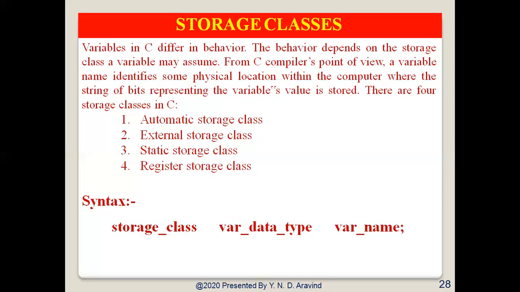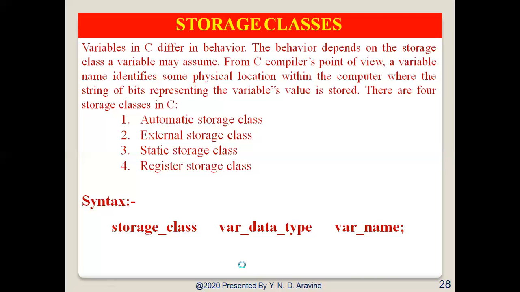We classify the storage classes into 4 types: automatic storage class, external storage class, static storage class, and register storage class. Here the syntax is the storage class, whether auto, extern, static or register, then the data type of the variable, whether it is an integer, character, float or double, and the name of the variable. So this is the syntax of the storage class.